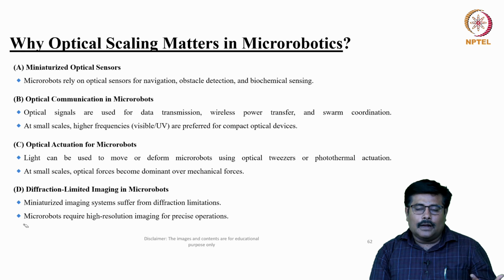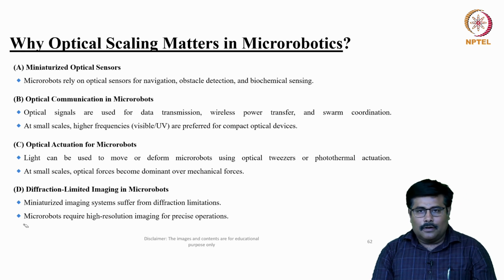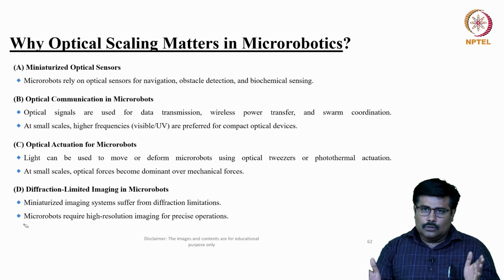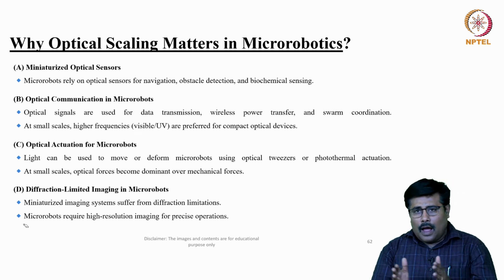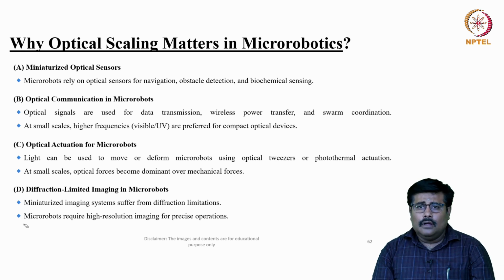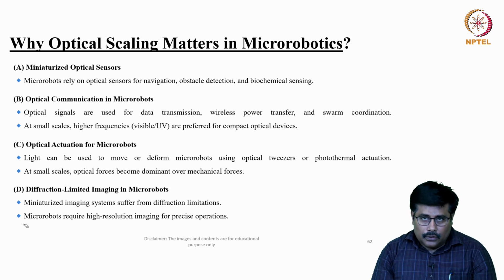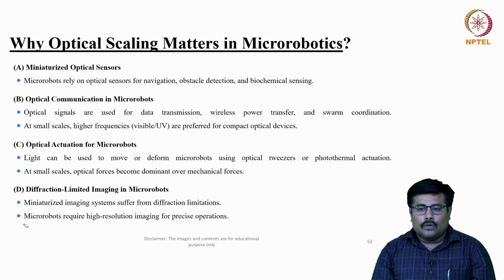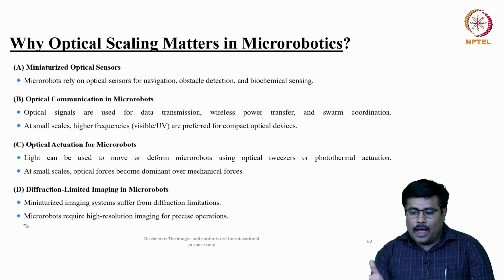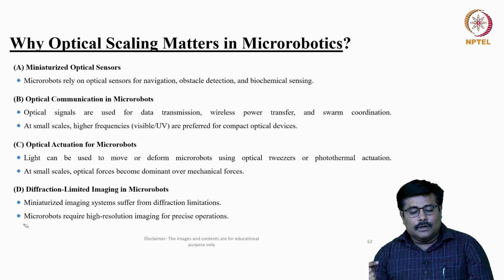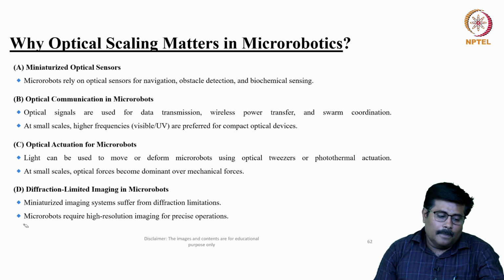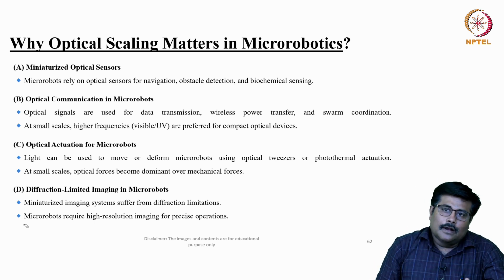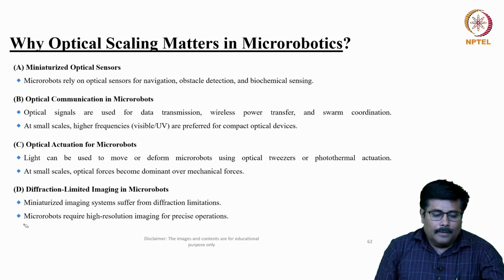When we look into optical communication from a micro-robotics point of view, when there are two micro-robots, or a swarm of micro-robots, there is a need for communication. These optical signals are used for data transmission, wireless power transfer, and swarm coordination. At small scales, higher frequencies, visible and UV, are preferred for compact optical devices. These are some of the key applications where optical communications in micro-robots can be deployed.